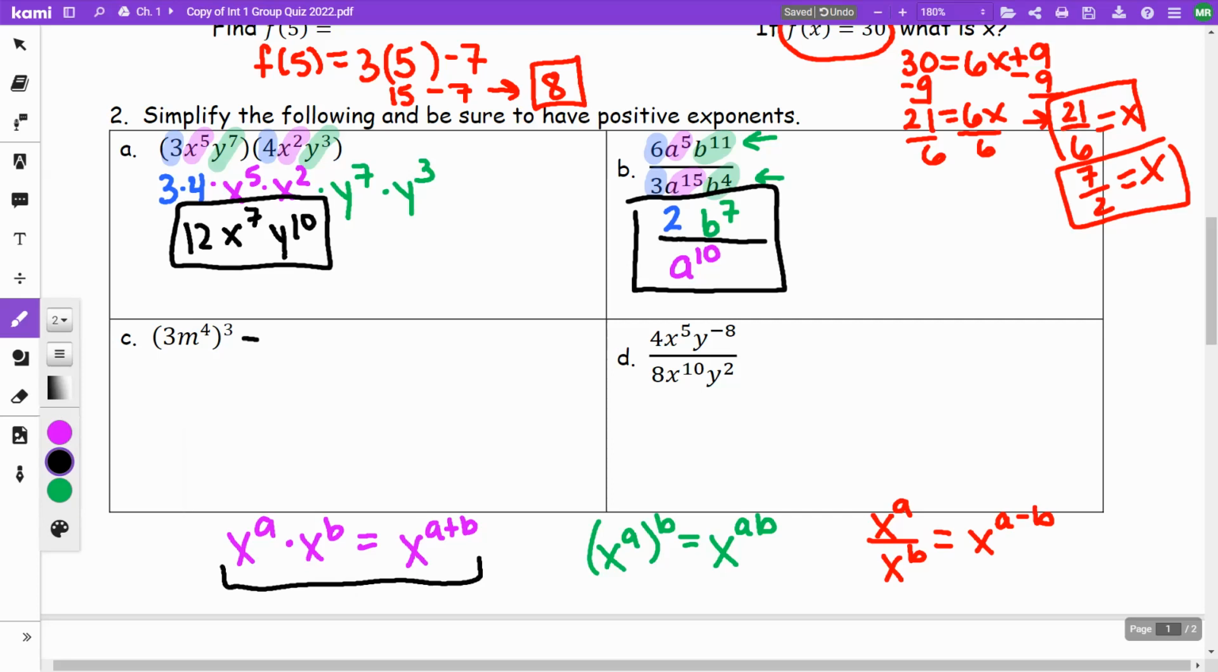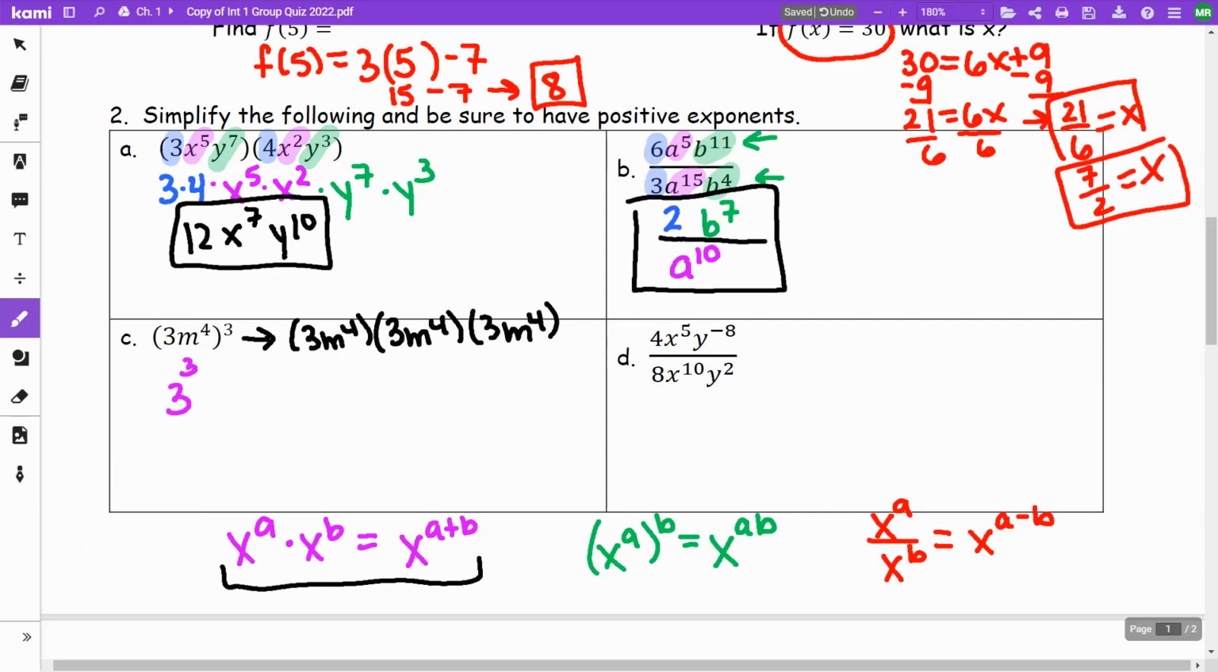Now, I'm going to expand this just so you understand what this means. My 3m to the 4th is being raised to the power 3, which means I have a 3m to the 4th times a 3m to the 4th times a 3m to the 4th. So in other words, my 3 is going to be raised to the 3rd power, and my m to the 4th is also being raised to the 3rd power. Now, when I do 3 to the 3rd, that's 27. 3 times 3 is 9, times another 3 is 27.